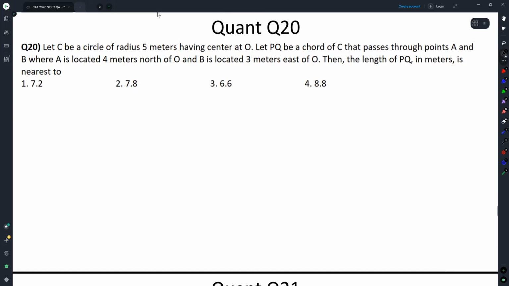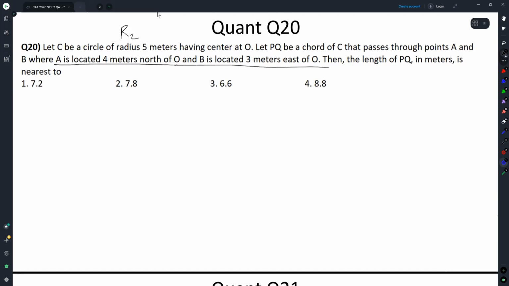Let C be a circle of radius 5 meters having center at O. Let PQ be a chord of C that passes through points A and B, where A is located 4 meters north of O and B is located 3 meters east of O. Then the length of PQ in meters is nearest to. I would have definitely left this off for round 2 because I can't make sense of this line.